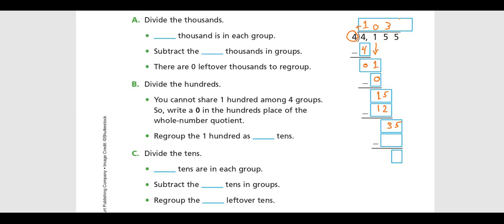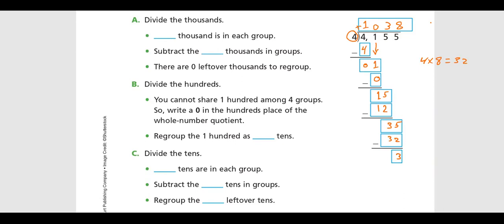So 35 divided by 4. How many 4s in 35? We know that 4 times 8 is 32. So it's 8. 8 times 4 is 32. Remainder is 3.